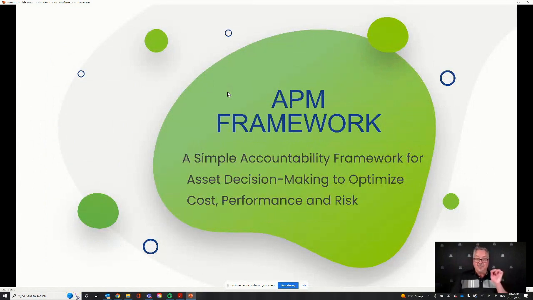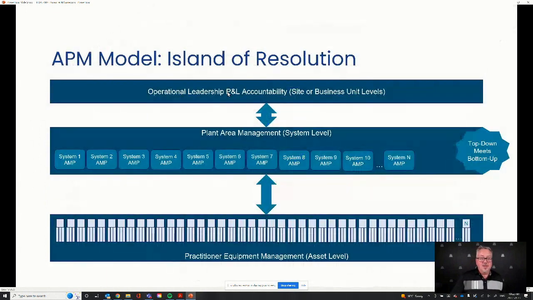So this is the simple accountability framework to help us optimize those decisions. I use this in my APM framework, and what I call this, tongue in cheek a little bit, is the island of resolution. And look, we've got operational leaders who see our facilities and plants as kind of one entity. Their definition of asset is something with a profit and loss accountability, and that's usually at the site or business levels, which could have collections of sites, right? And look, they've got a very valid perspective on that. That's the top view, right?